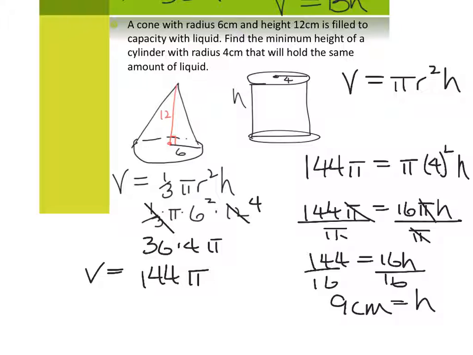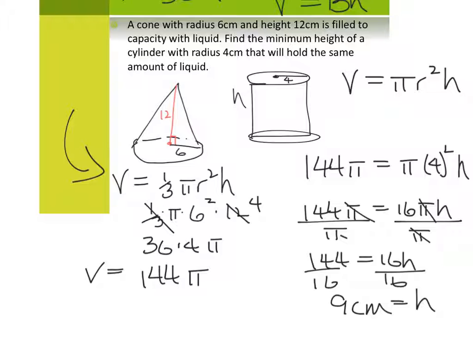So the height of the cylinder will be smaller than the cone, yes. Why did you put the 144 equal to it? Why did I? Yeah. Because it wanted to find the minimum height of a cylinder that would hold the same amount of liquid. So the volume amounts are going to be the same. By following the formula for the cone, I found out how much liquid, how much volume, was in the cone. And I needed to put the same amount of liquid, the same volume, into the cylinder.